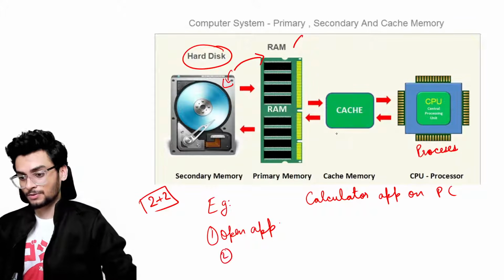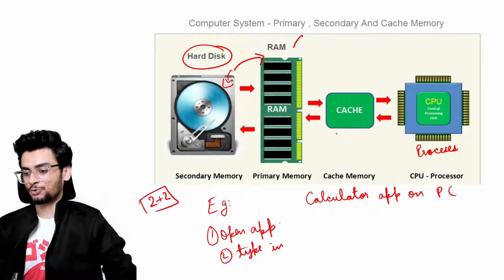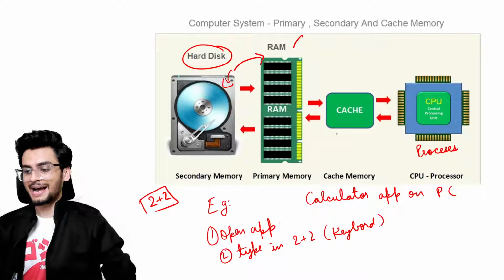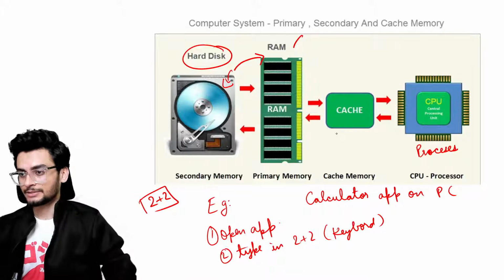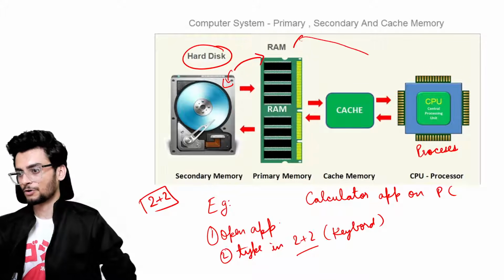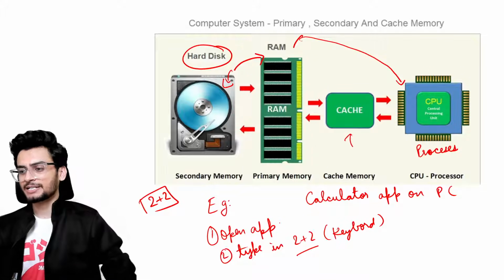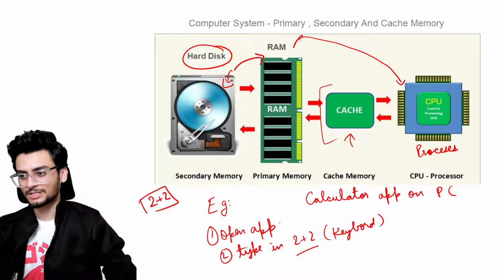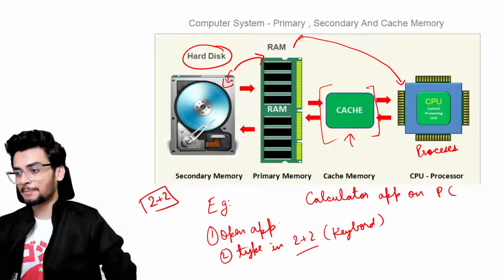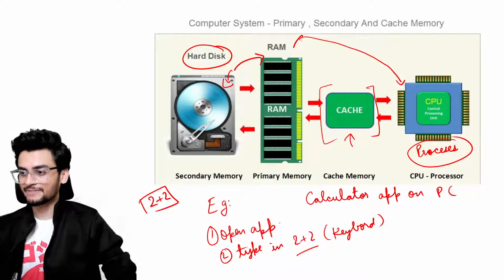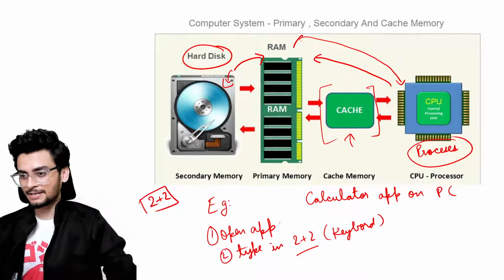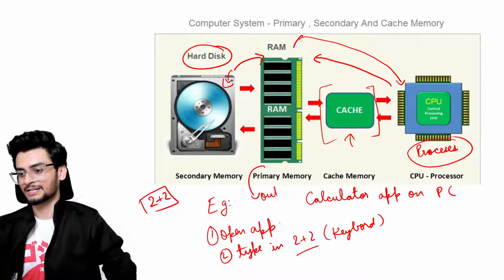Then you type in 2 plus 2, right? This is done using keyboard, obviously. And as soon as you press enter, this 2 plus 2 data goes from here to your CPU. Cache is not used for this purpose. You can just ignore this part for now. But this 2 plus 2 directly goes inside your CPU, where all these processes happen, and then eventually it sends back the data to the RAM, and then this displays in an output device.